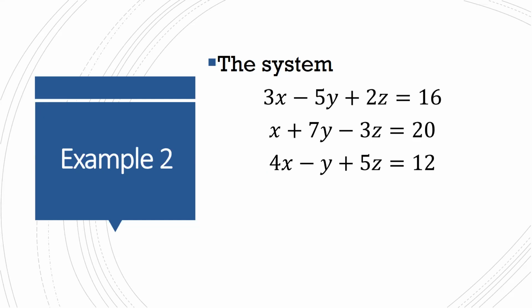Let's try to do another example. In front of you, you see example 2, which says 3x minus 5y plus 2z equals 16. X plus 7y minus 3z equals 20. And 4x minus y plus 5z equals 12. We're going to try to find a solution to the system of these 3 equations.